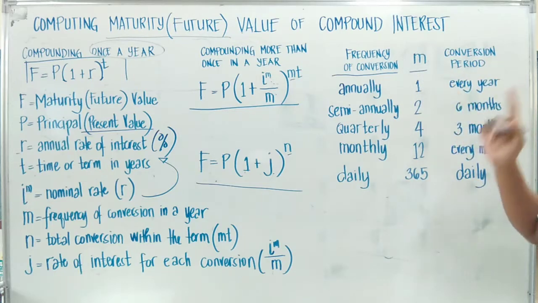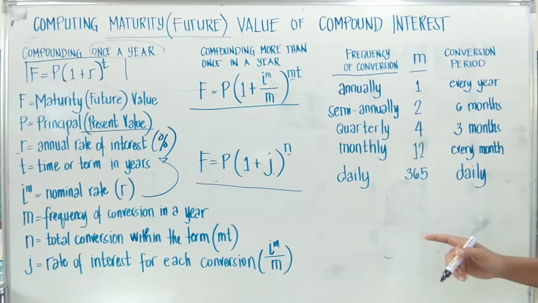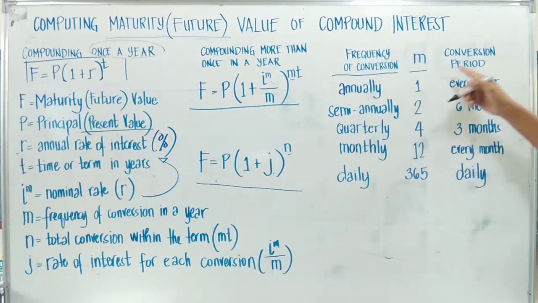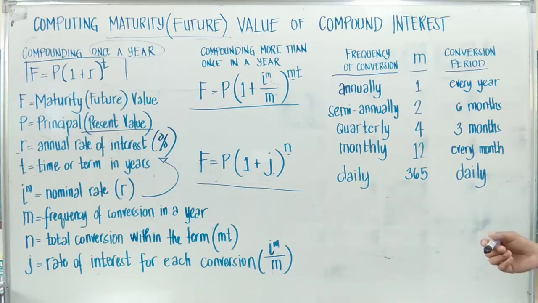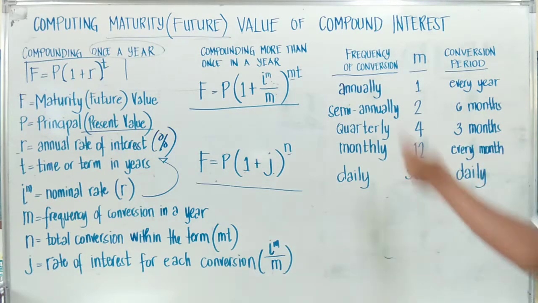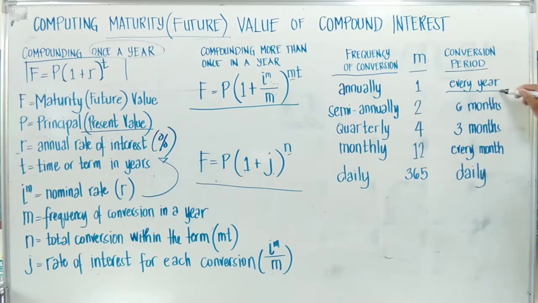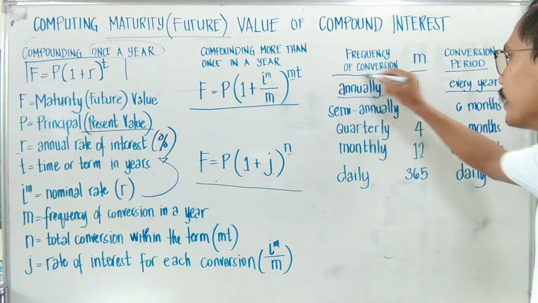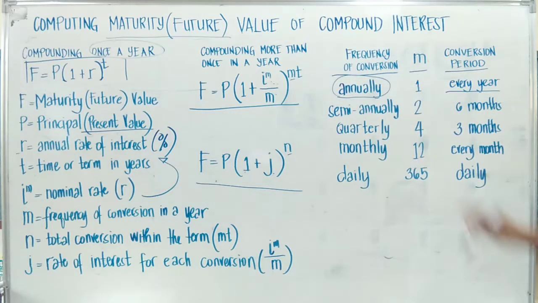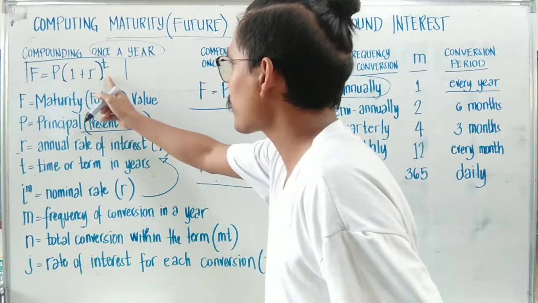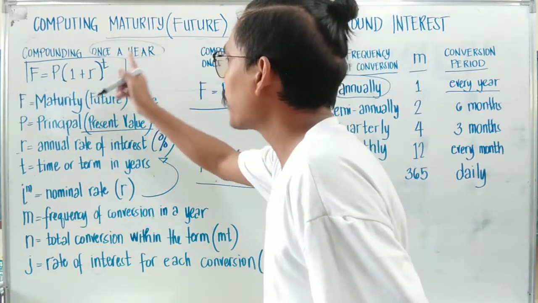So if the frequency of conversion is annually, the value of M is 1. That means the interest, or I will explain that later. So when we say annually, the value of M is 1, it means every year. So you can search your dictionaries if you have one. Annually means every year. We can apply that on this thing: compounding once in a year.